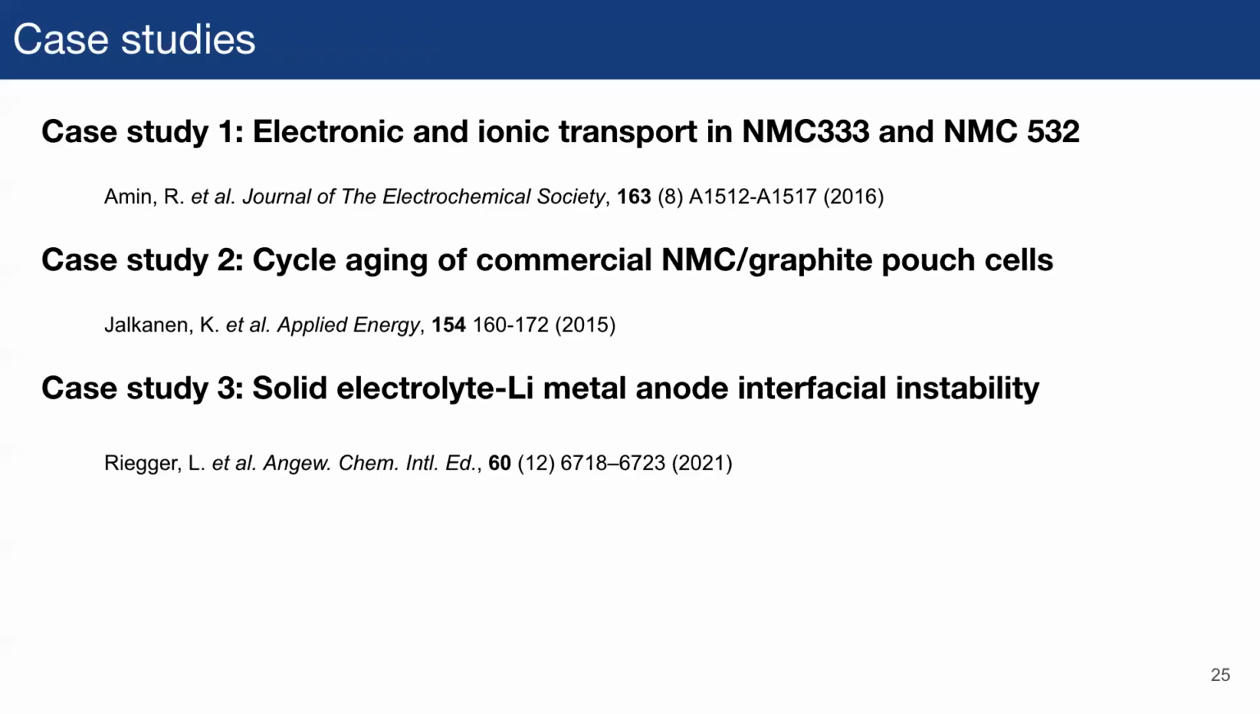So we're going to look at 3 different case studies. The first one is going to be looking at electronic and ionic transport in some cathode materials. The next one is going to be looking at how we can use EIS to basically learn about degradation mechanisms in full pouch cells, full commercial pouch cells. And then the final study is about understanding the impedance at an interface and using that information to basically better understand whether the interface between a solid electrolyte and a lithium metal anode is stable.